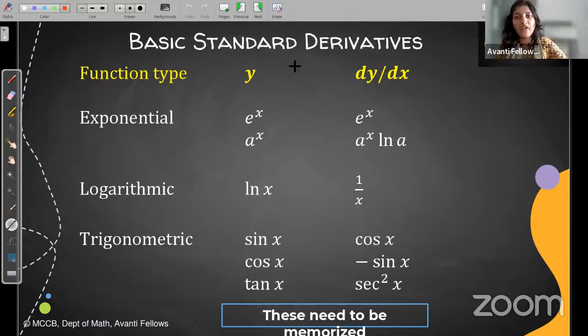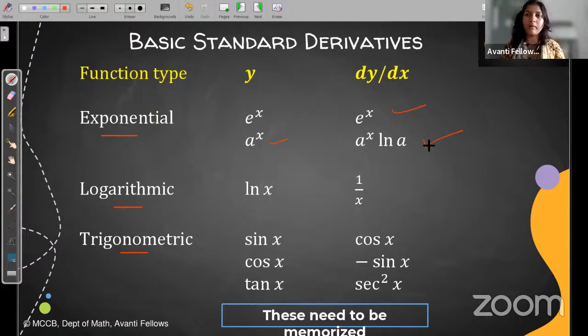Next, we have some more functions here, like exponential, logarithmic, and trigonometric functions. If I consider the exponential function e raised to x, then dy by dx of that will be what? e raised to x itself. And if you consider the function a raised to x, then the derivative of that will be a raised to x into ln a.